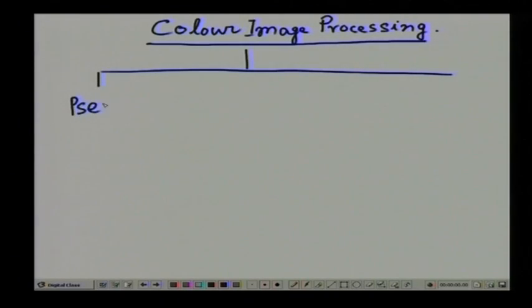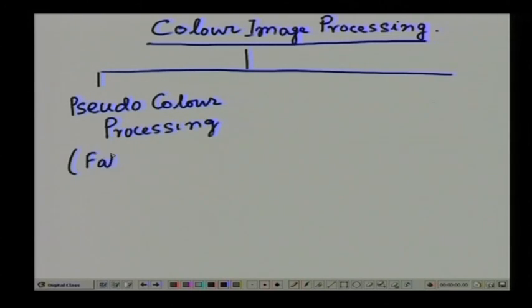One kind of processing is called pseudocolor processing, which is also sometimes known as false color, and the other kind of processing is what is called full color processing.